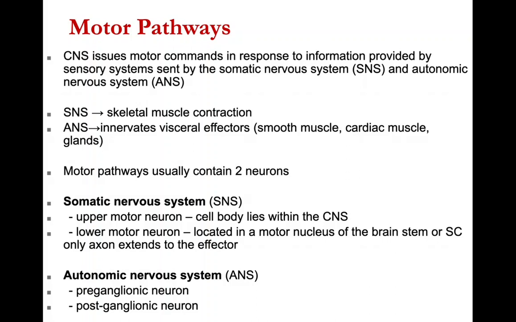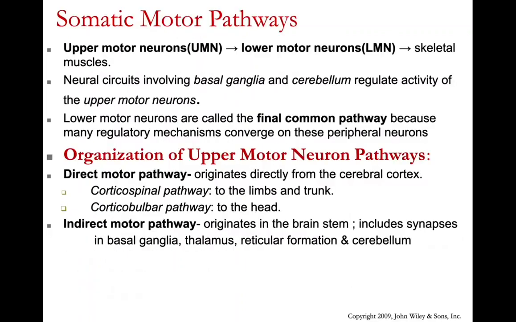Motor pathways usually have 2 neurons. In your somatic nervous system, the upper motor neuron has the cell body within the CNS. Lower motor neurons are located in the motor nucleus of the brain stem or the spinal cord, and only the axons extend to the effector. They can have different clinical presentations. With the autonomic nervous system, it's either the preganglionic or postganglionic neuron.